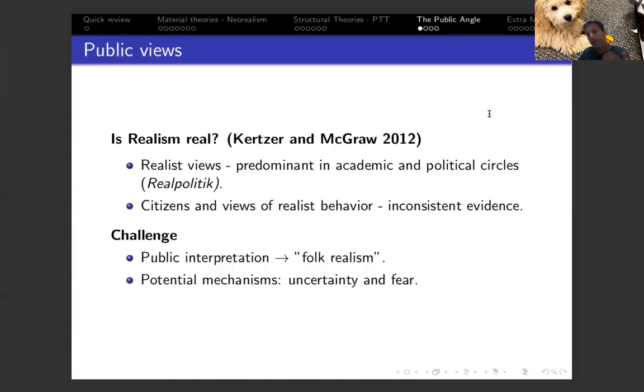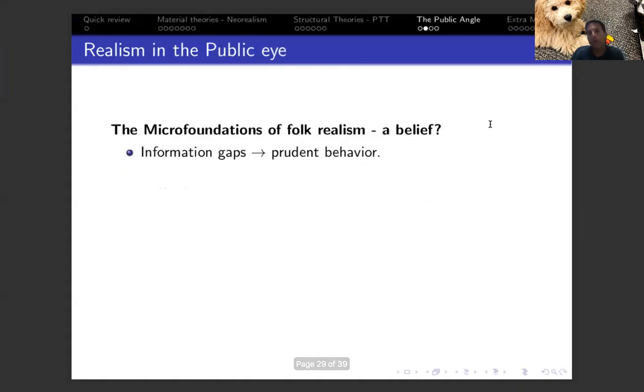Okay, so how did they exactly pursue this kind of puzzle and this kind of question? The first thing that the authors did is look at what's called the micro foundations of folk realism, whether a realist interpretation or a realist view is part of our belief system. And looking at the micro foundations, they look at the individual level characteristics and the individual traits that matter in this case.